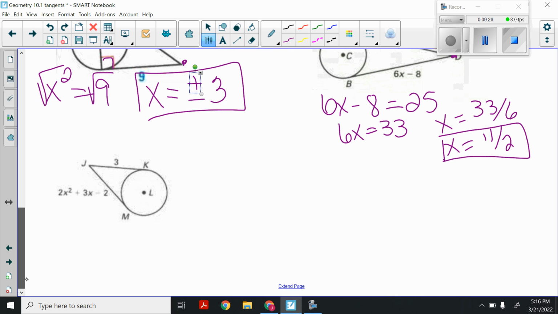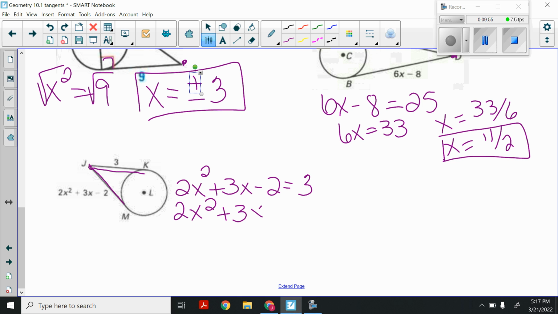All right, our last example. Again, I see in the picture, okay, these are my tangents. So that means that they are congruent to each other. So I would set them equal. So I say 2x squared plus 3x minus 2 equals 3. I have an x squared and an x, so that means I want everything on the same side. So I'm going to subtract 3 over. So I get 2x squared plus 3x minus 5 equals 0.